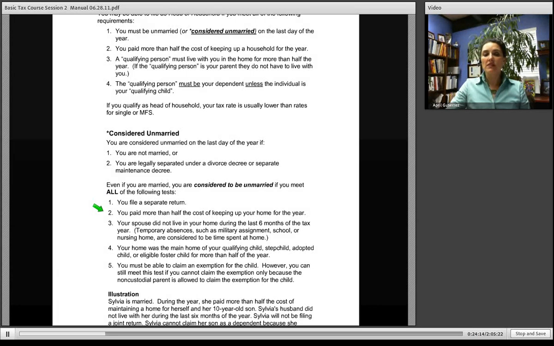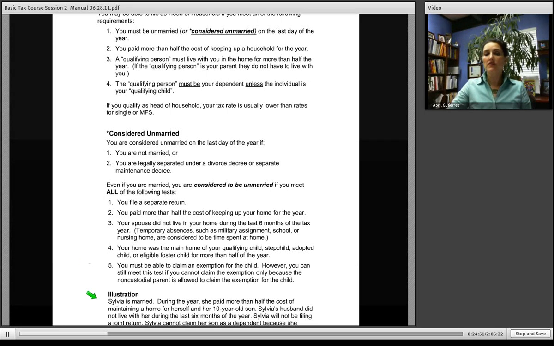Your spouse did not live with you in your home during the last 6 months of the tax year, and temporary absences such as military assignment, going to school, going to a nursing home, these are considered to be time spent at home. Your home must have been the main home of your qualifying child, stepchild, adopted child, or eligible foster child for more than half the year, and you must be able to claim an exemption for the child. However, you can still meet this test if you cannot claim the exemption for your child only because the non-custodial parent is allowed to claim the exemption for the child.